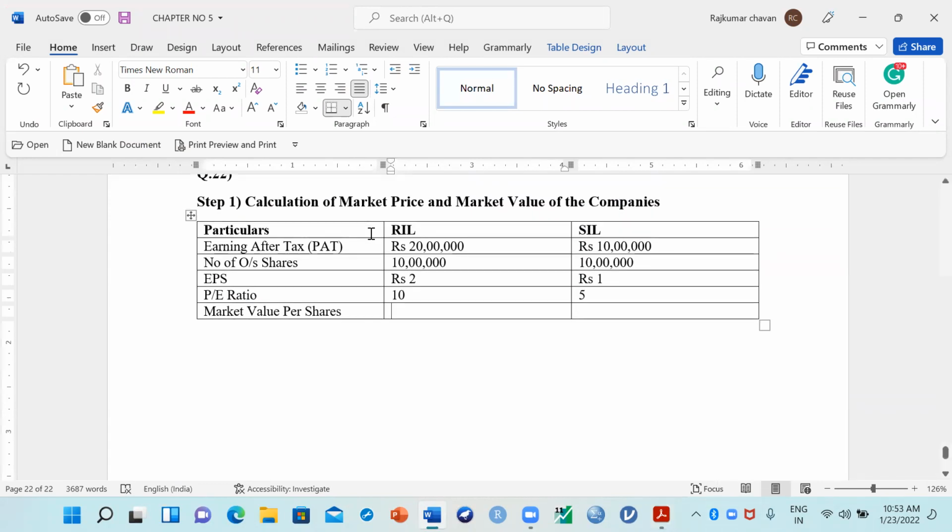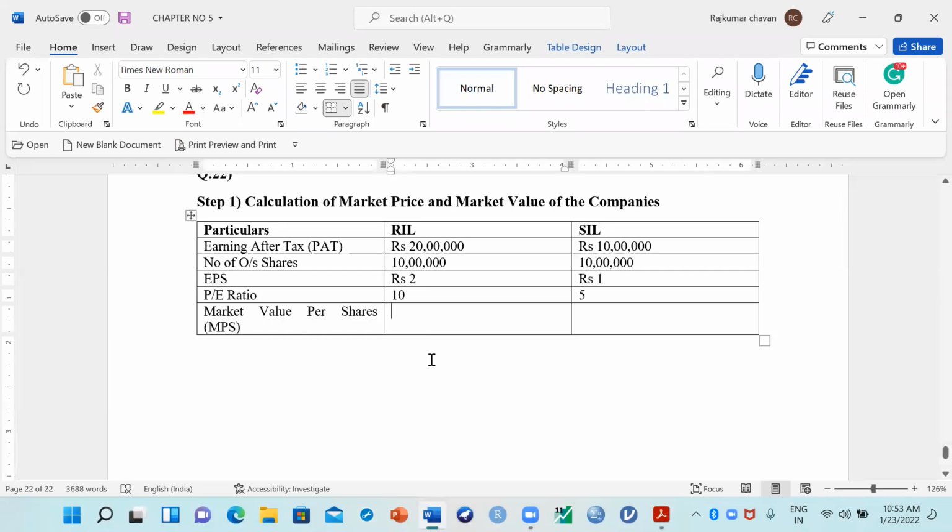Can you tell me in the chat box what will be the market price per share, MPS, of RIL? The market price per share of RIL will be 20. And the market price per share of SIL will be how much? 5. Right?